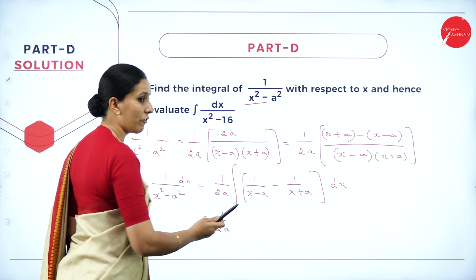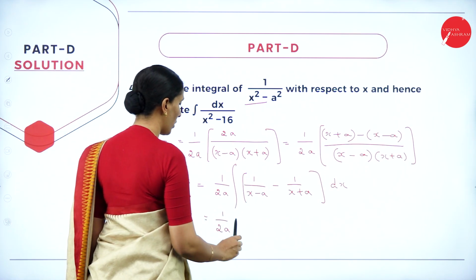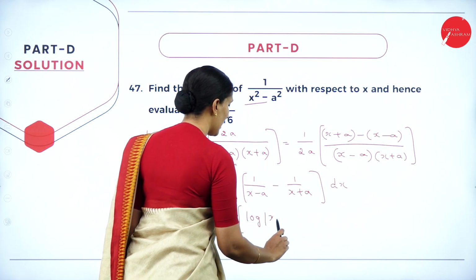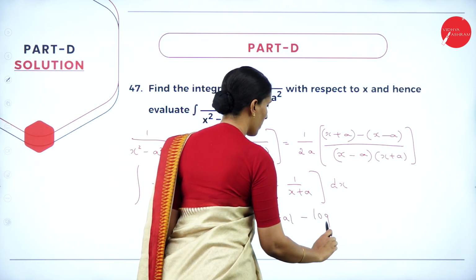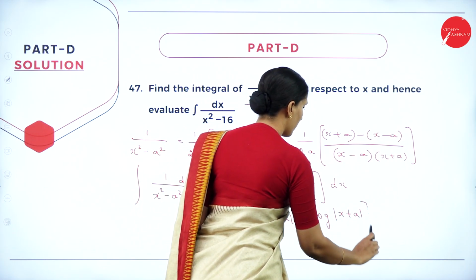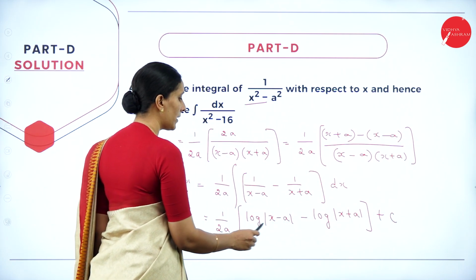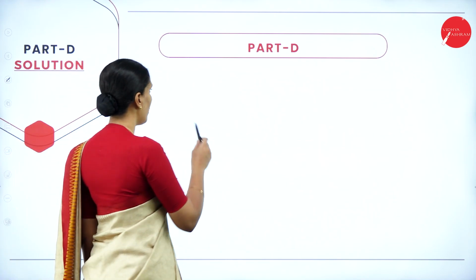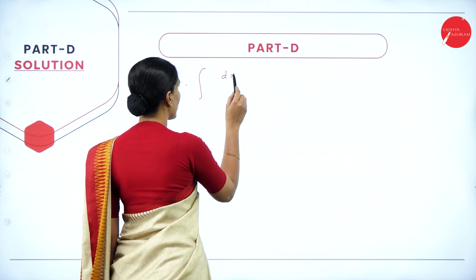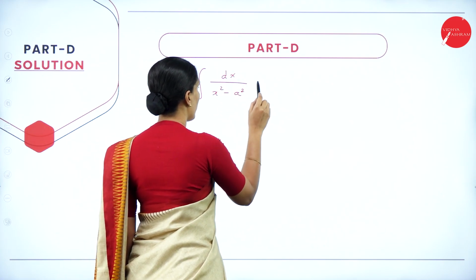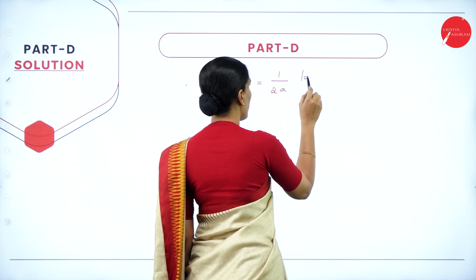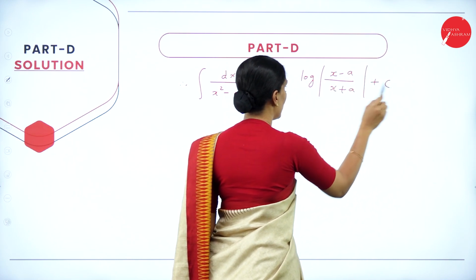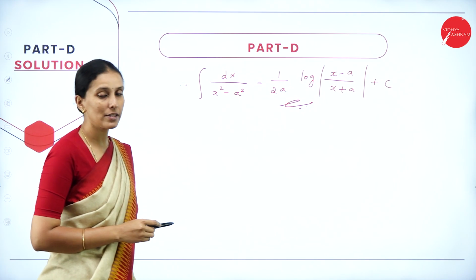The integral of 1 by ax plus b is log of ax plus b under the modulus. So here this becomes log modulus x minus a minus log modulus x plus a plus c. Now using the property that log x minus log y can be written as log x by y, the integral of dx divided by x square minus a square is 1 divided by 2a log of x minus a divided by x plus a plus the integration constant. So this is the proof of the given standard integral.